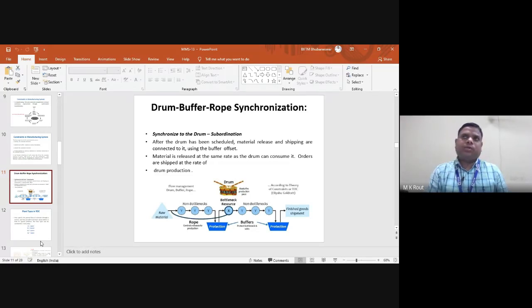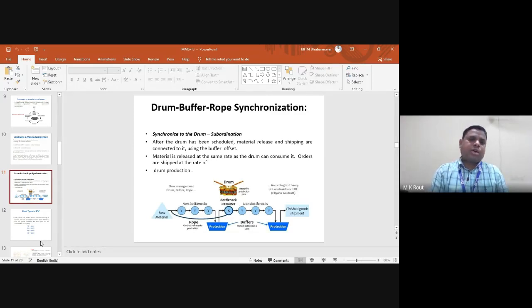It is the duty of operation management. They are always searching for constraints which make a barrier or prevent the operational activity in a manufacturing environment, with respect to theory of constraint. The next is, material is released at the same rate that the drum can consume it. Orders are shipped at the rate of drum production.